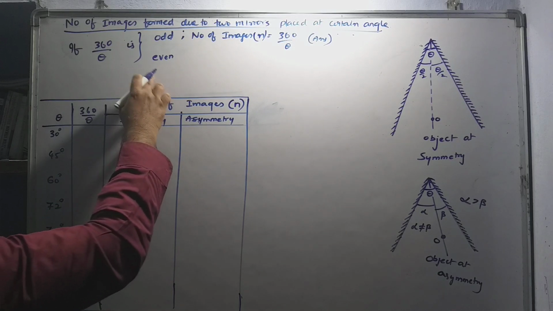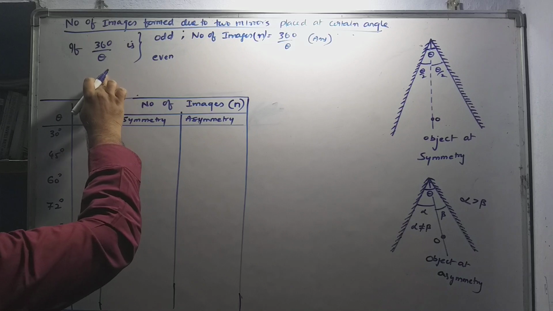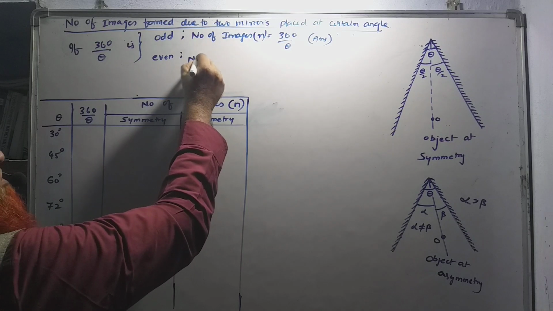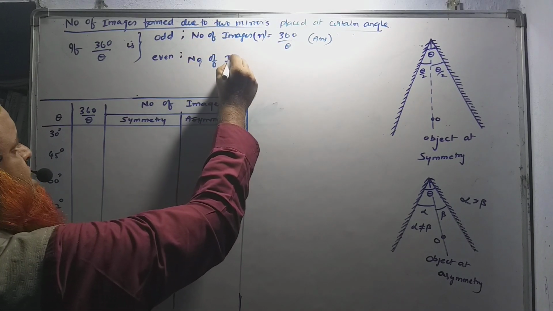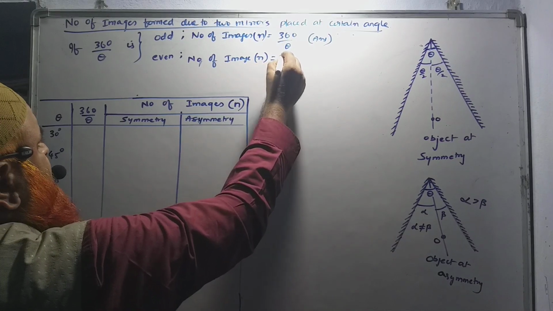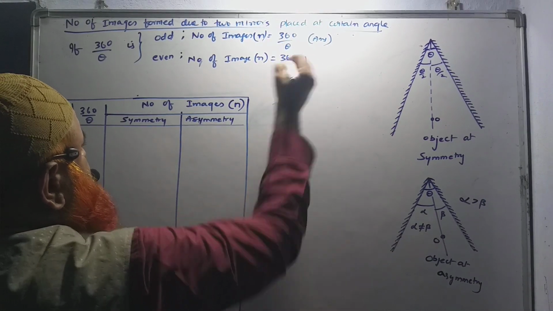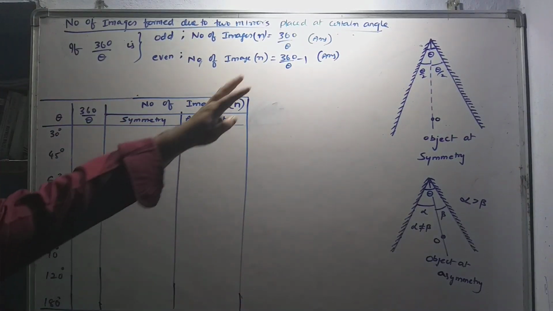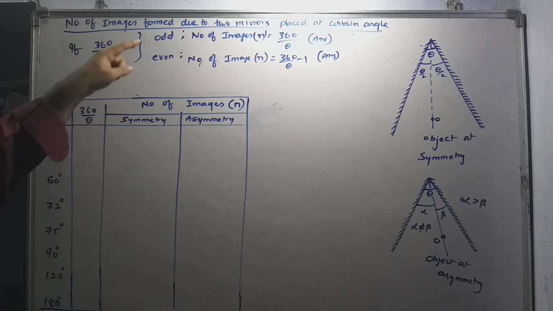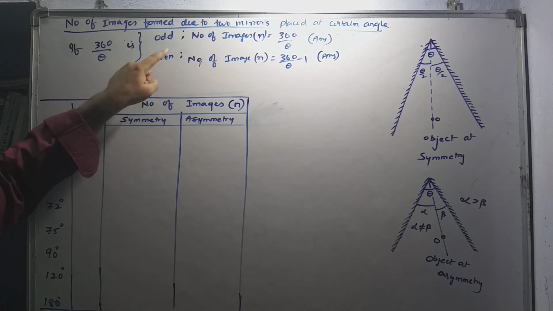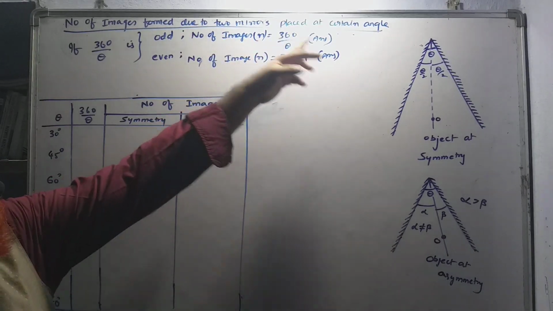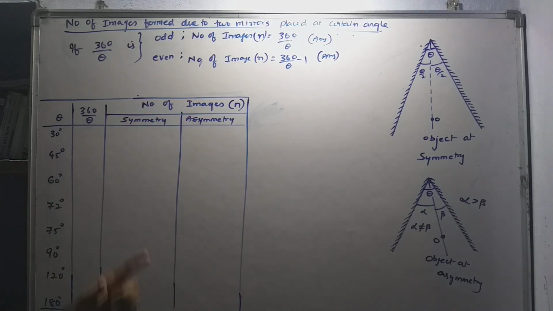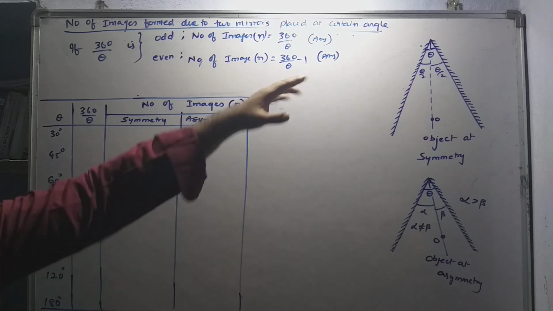But the second situation is, if you divide 360 by theta, the angle between the two mirrors, and it is even, then what is the number of images going to be? In this case, the number of images, n, is going to be 360 by theta minus 1. This is the second condition. So I have taken two cases, one odd, one even. In the odd case, the number of images is directly 360 by theta. In the second case, if it is even, the number of images is 360 by theta minus 1. So we got that as the answer here.